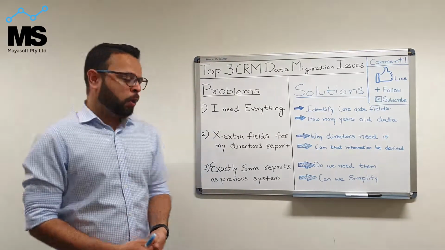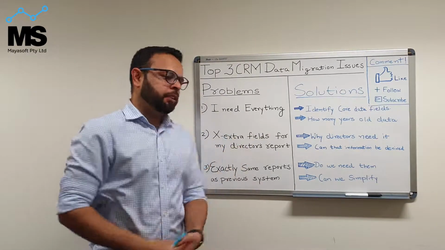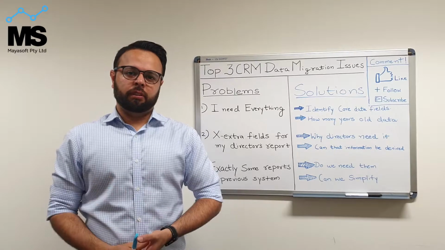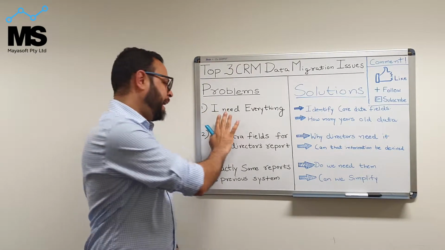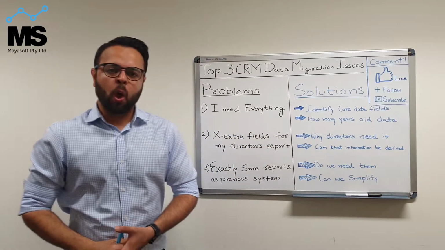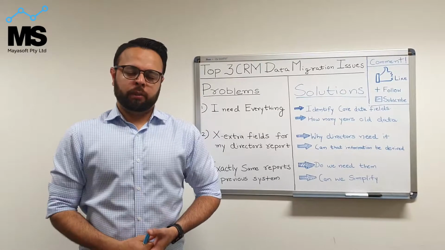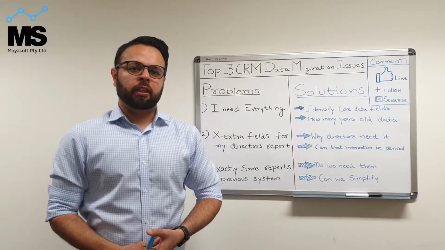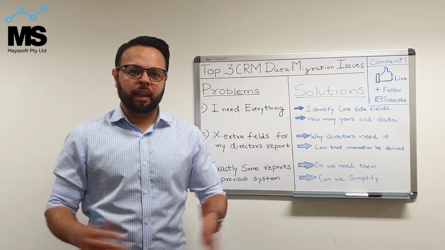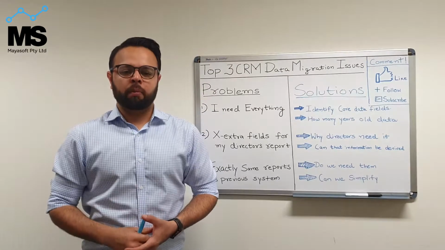So, here are the top three problems that you might be facing during the migration and how you can resolve them. The first problem that we have seen many of our businesses mentioning is the stakeholders say, I need everything. So, if you ask your stakeholders what data they need in your CRM, and the answer is that they need everything, well, that is going to be a bigger problem for you.